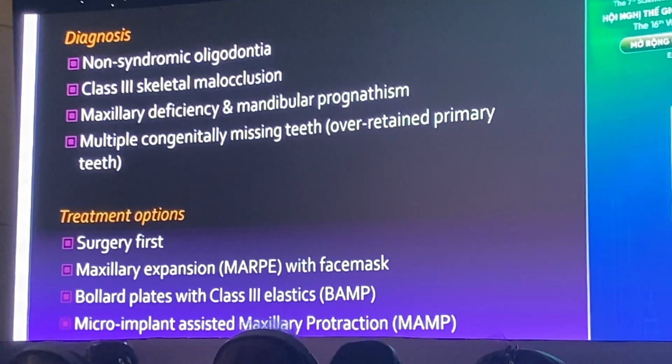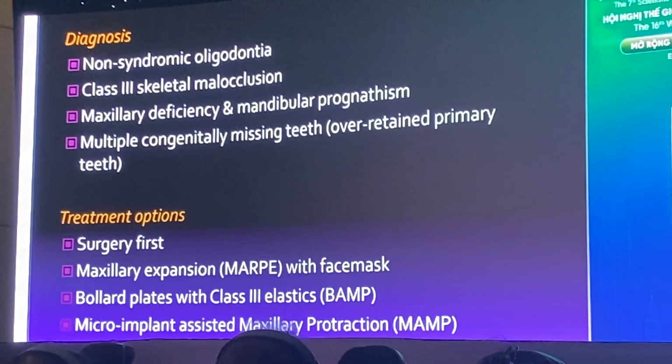Well, he's the one who talked about the bullet plates, all right? But the problem is the plates have to be in the lower area, and it's very, very traumatic, okay? To put a plate on the upper, put a plate on the lower, all right? Then the final thing is microimplant assisted maxillary protraction.